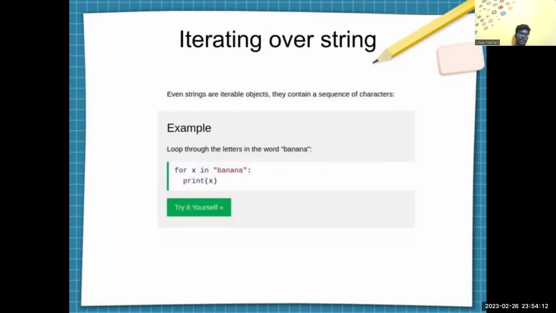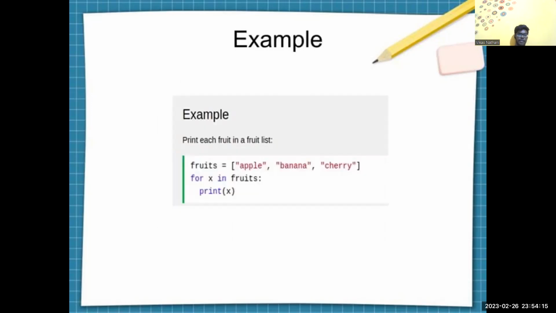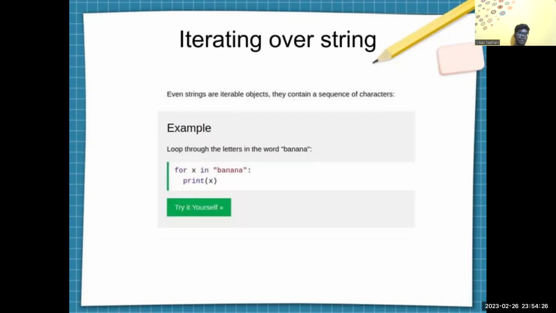Now, iterating over a string. In the last program, we iterated over a list. Even strings are iterable objects. Strings and tuples are all iterable objects. They contain a sequence of characters. Example: loop through the letters in the word banana. We will extract each letter of banana using a loop.